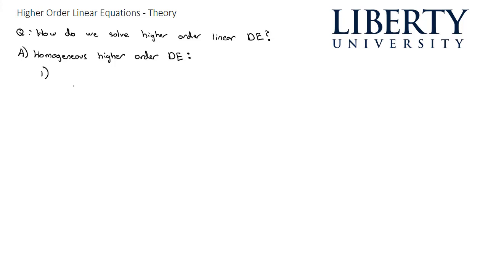A homogeneous higher ordered linear differential equation is one of the form a sub n times the nth derivative of y plus a sub n minus 1 times the n minus 1 derivative of y, and so on and so forth until we get down to a sub 1 times y's first derivative and a sub 0 times just the function y. And to be homogeneous, it must be equal to 0.